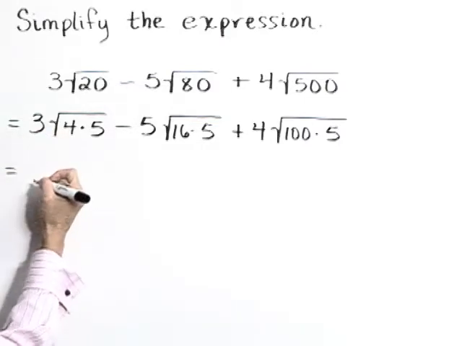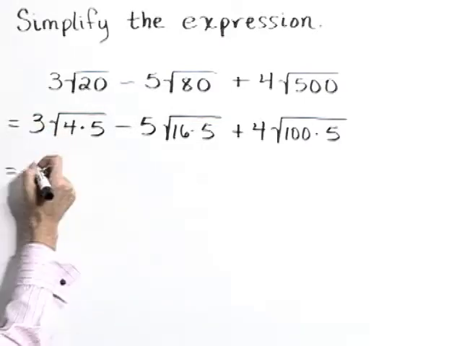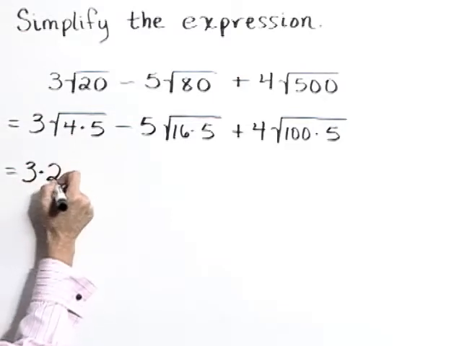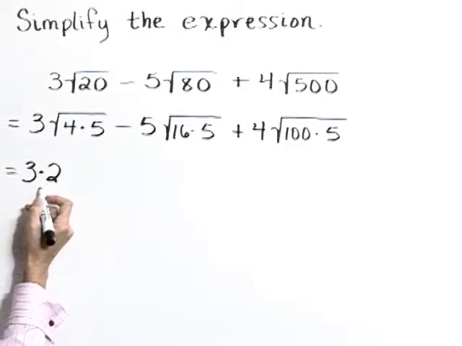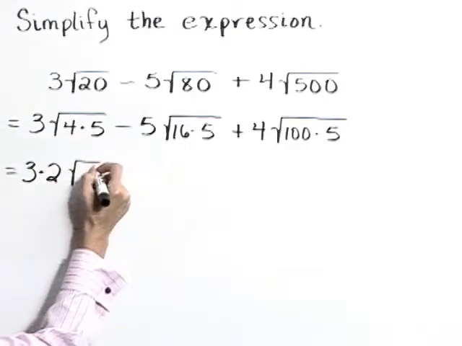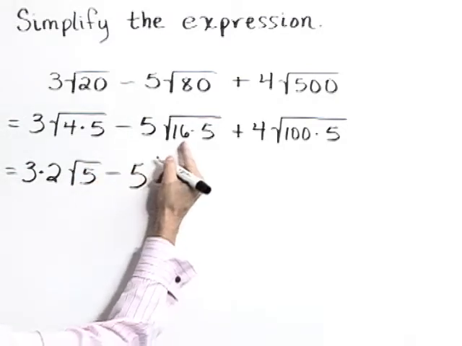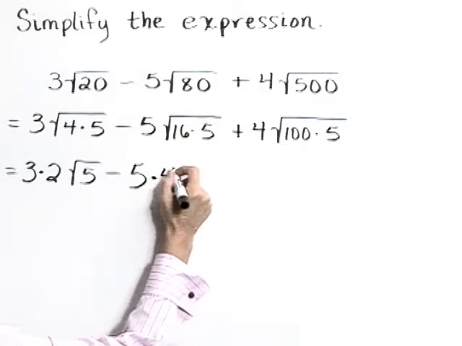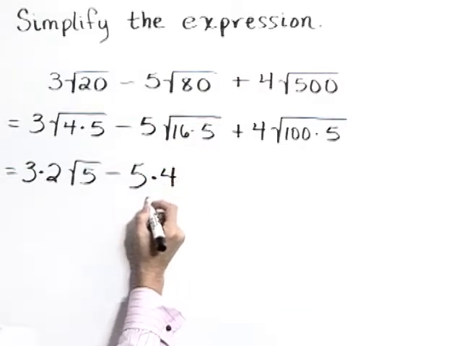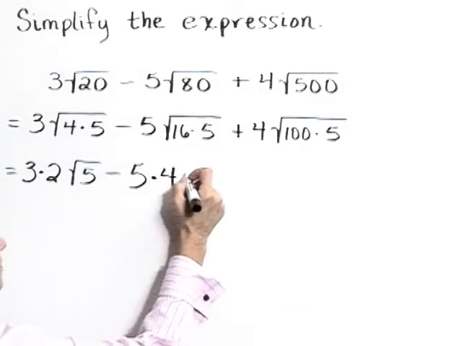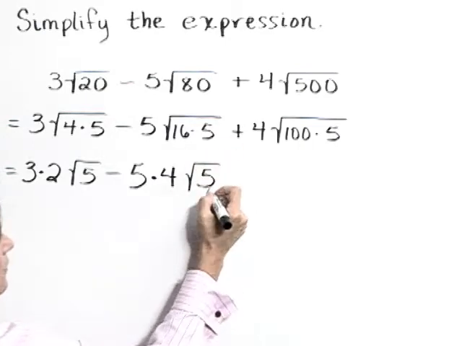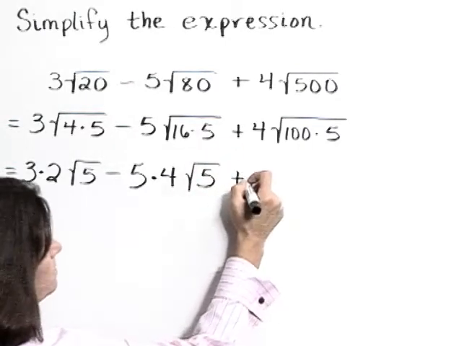Now let's pull those out of the radical. The square root of 4 is 2. Now when that 2 comes out, it gets multiplied times the 3. The 5 stays underneath the radical. With our second term, the square root of 16 is 4. When that 4 comes out, we're going to multiply it times the 5 that's already there. This 5 stays underneath the radical.